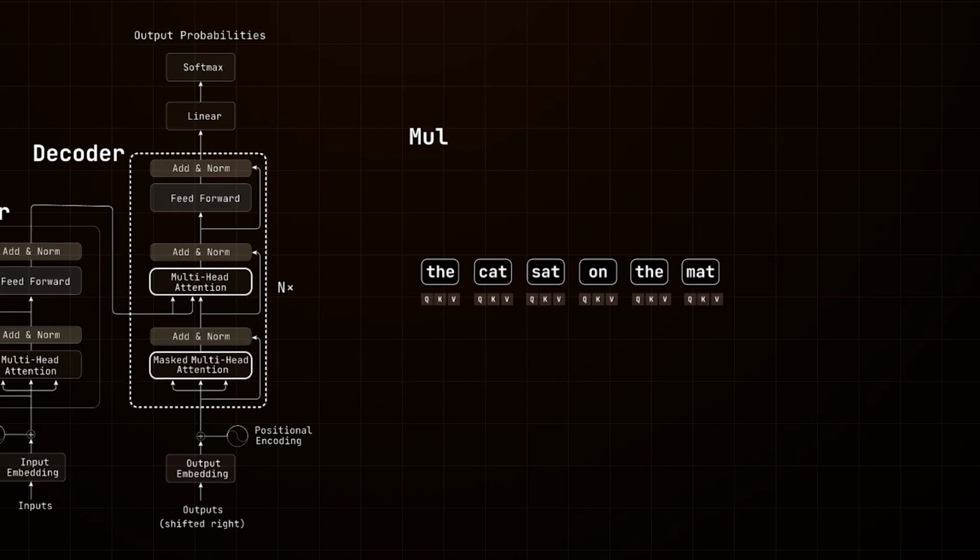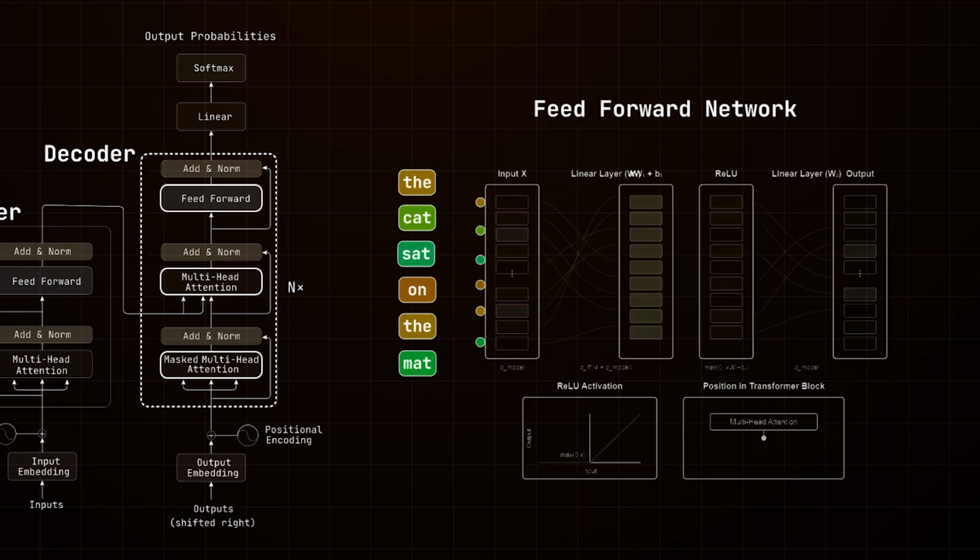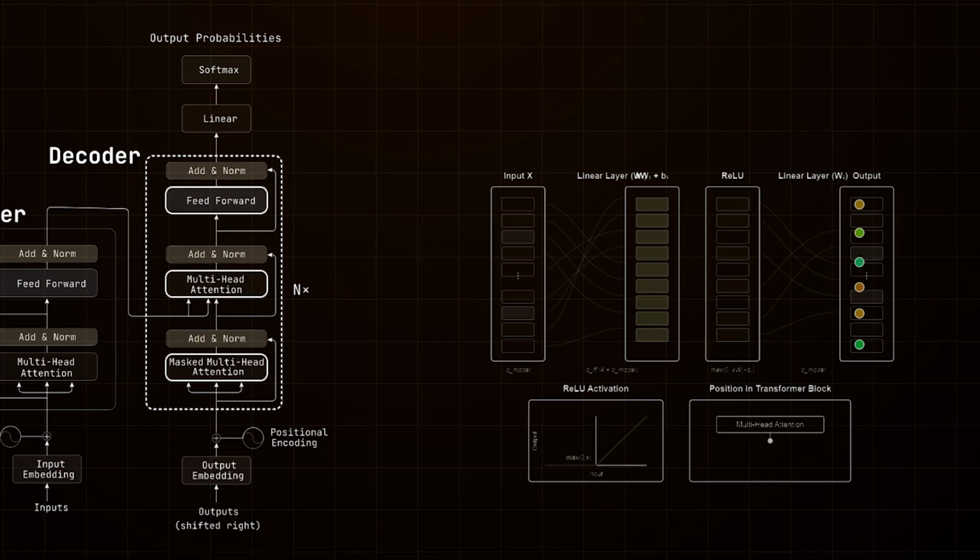After that, the decoder performs multi-head attention over the encoder's output. This helps it align with important input words before passing through a feed-forward network for further processing.